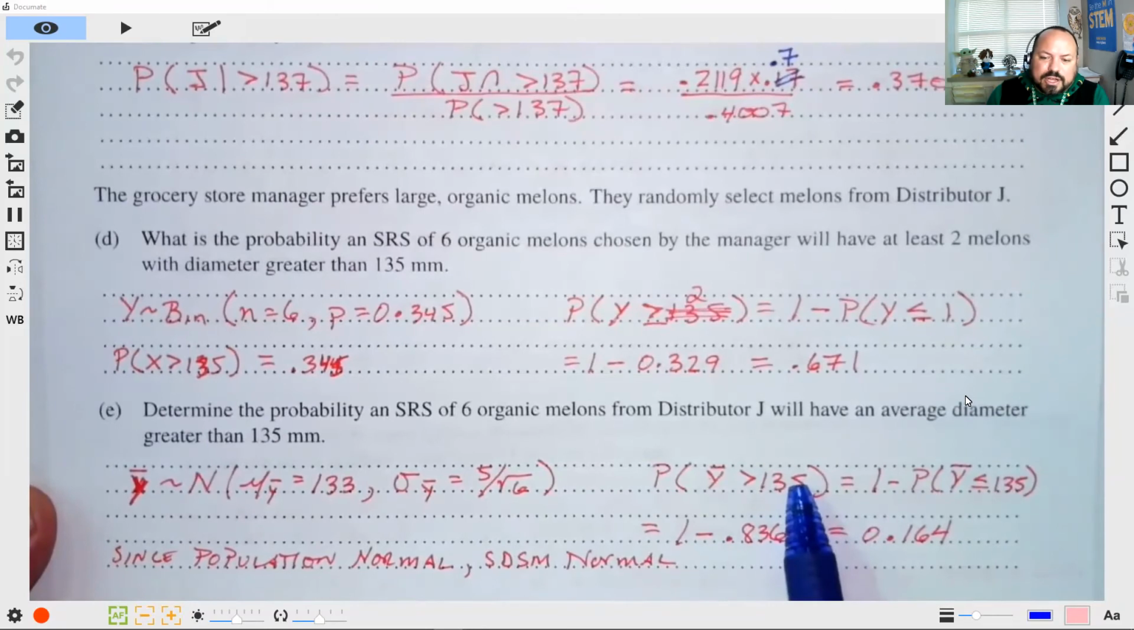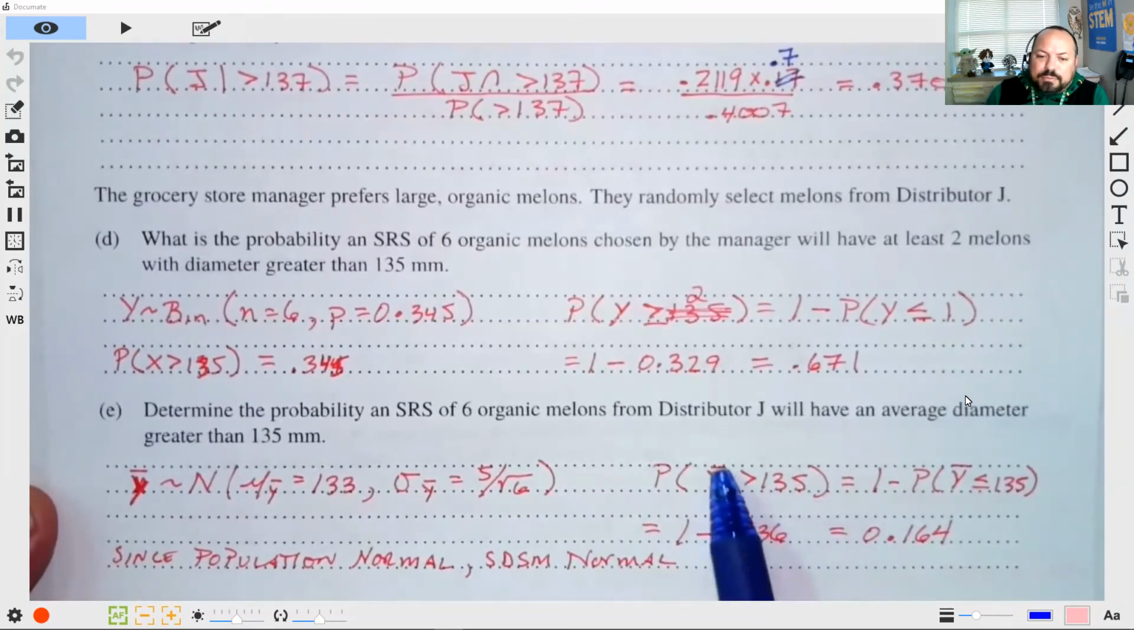I want the average mean to be more than 135. And that's going to be 1 minus the probability Y bar is less than or equal to 135, using my normal CDF on my calculator or using my normal table. I'll get to these values.